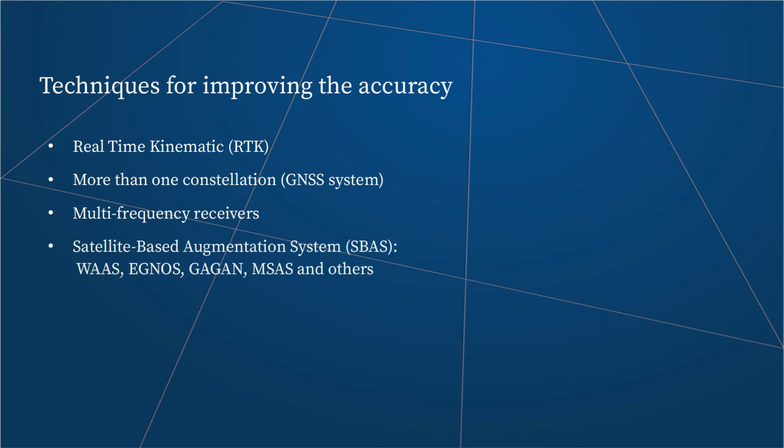Also, there are several satellite-based augmentation systems. These systems were initially developed for civil aviation, where reliability is very, very important. The correction data from these systems is provided through geosynchronous satellites. These satellites also provide a ranging signal, but the most important thing is the correction data provided with this signal.